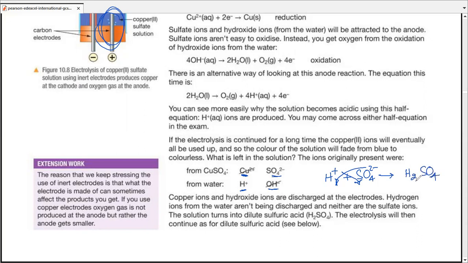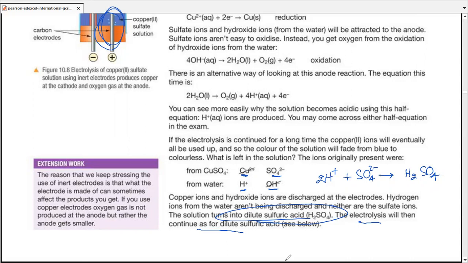Crossing them over, you get the formula H2SO4. Balancing the equation, since we have two atoms over here, you need to write two over here. Let's erase these. This is the equation that we get, and the same thing is mentioned over here. The solution turns into dilute sulfuric acid.